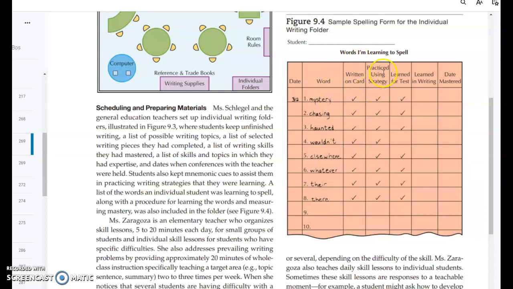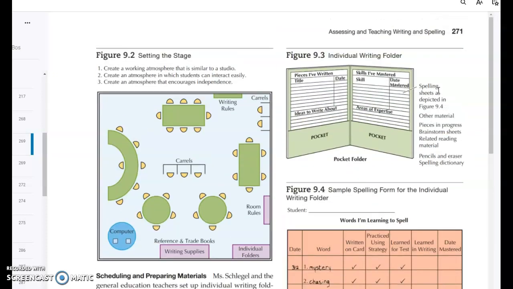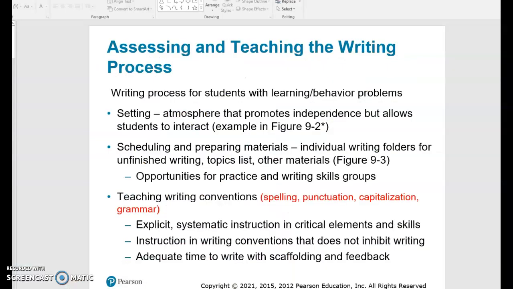Here's the word. I wrote it on a card. I practiced using a strategy. I learned it for the test. Oh, I learned it in writing, and here's the date. So all of these things are in your textbook, of course, which is again why I keep using this textbook, because I do like the ideas.